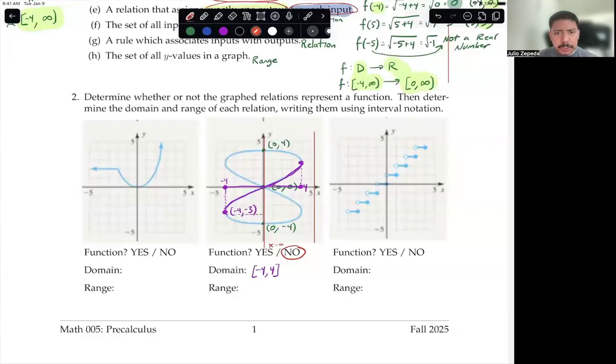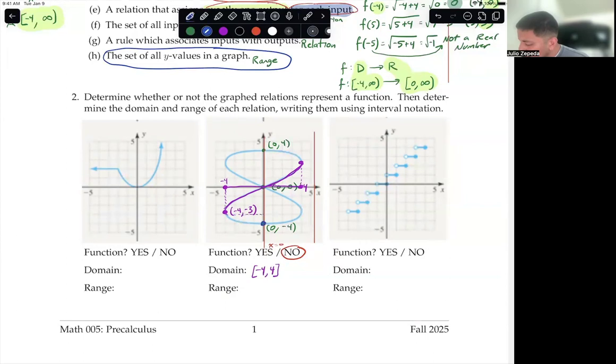So what about the range? Well, the range, let's see. Actually, the range is the set of all y values in the graph. So let me use blue for that. We had the definition there. So the set of all y values, well, what's the lowest that this function goes? The lowest is -4.